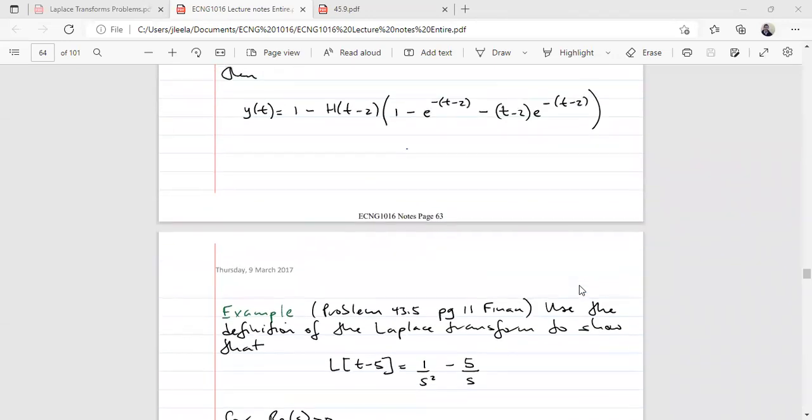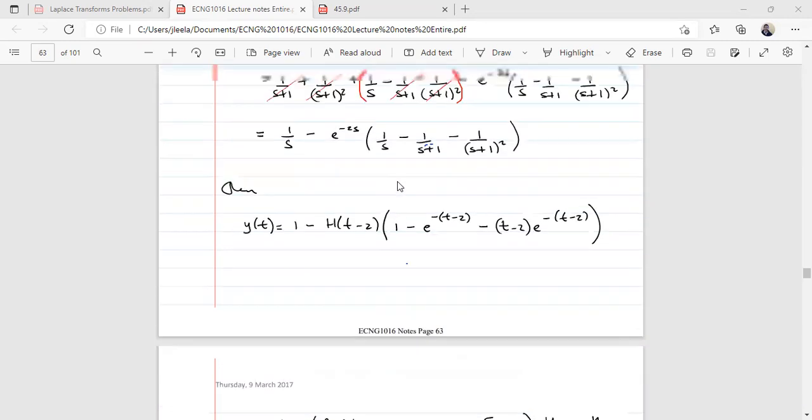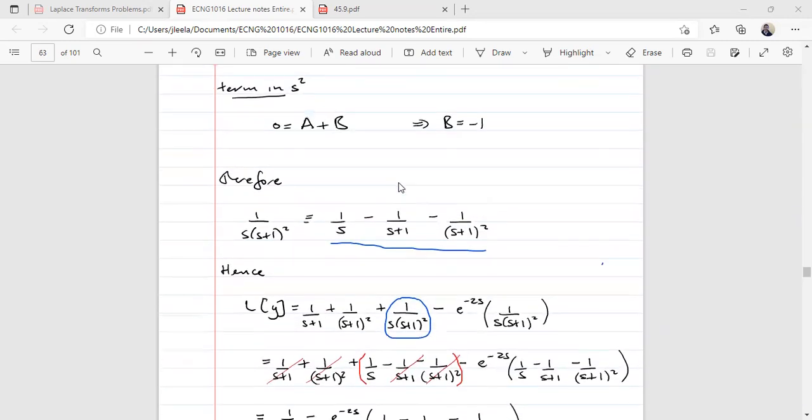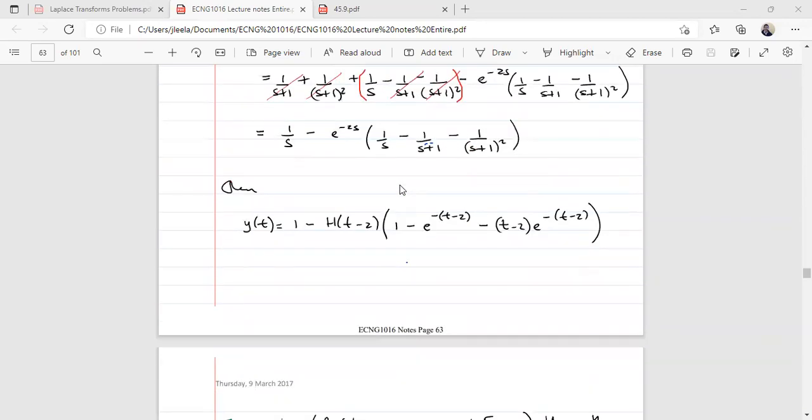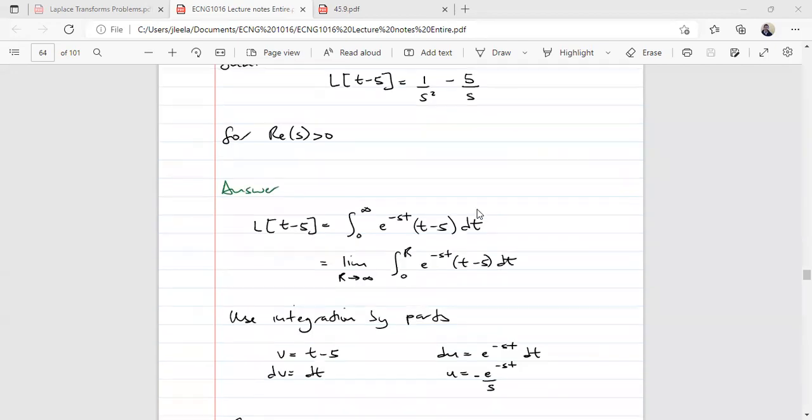Right, so this is one of the examples here from the lecture notes, which I believe we went through. So let's just revisit it again, because the last example I did in the lecture notes was this one here on page 63, example 43.5 in the finance. Use the definition of the Laplace transform to show that L of t minus 5 is 1 over s squared minus 5 over s for real s greater than 0.